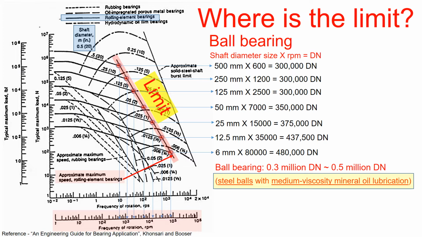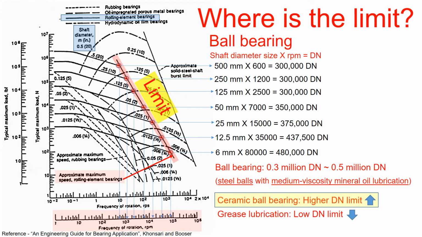But this graph is based on the assumption that the rolling element bearing is using steel ball with the medium viscosity mineral oil lubrication. So if you are using ceramic balls, the bearing surface speed limit should be higher than the bearing with steel balls, because the ceramic is lighter in weight and it has smaller thermal expansion than steel. Also, if you're using grease instead of mineral oil, your DN limit tends to be lower. This past data gives you an idea where the approximate bearing surface speed limit is, which helps you to size the bearing at a first glance.